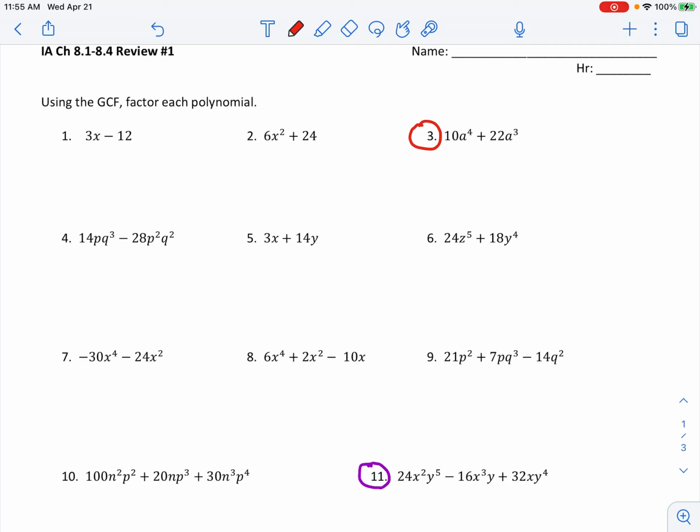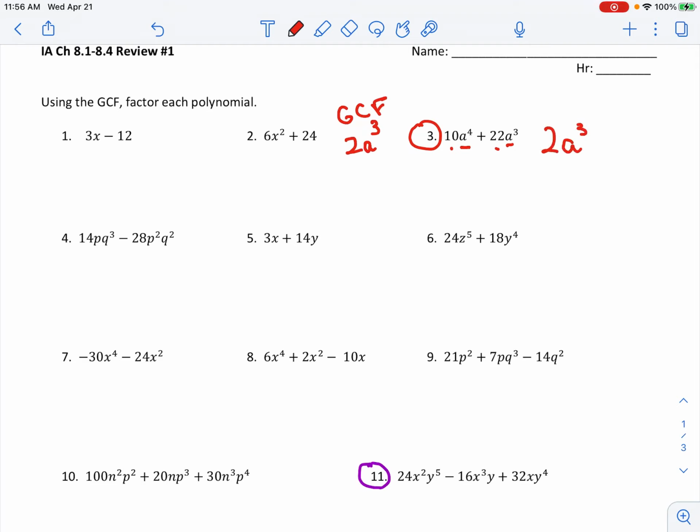So the directions say, using the GCF, factor each polynomial. So that clues us in that we should look for a greatest common factor. If you look at 10 and 22, is there a number that goes into both of those? Yes, the 2 goes into both. Now look at common letters. Well, you have a to the 4th here and a to the 3rd here. So how many a's are in common? Well, 3 of them, because the other term has 4, but only 3 are in common. So our greatest common factor is 2a to the 3rd.